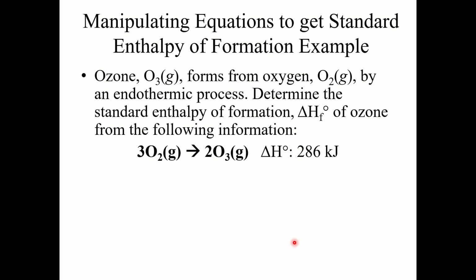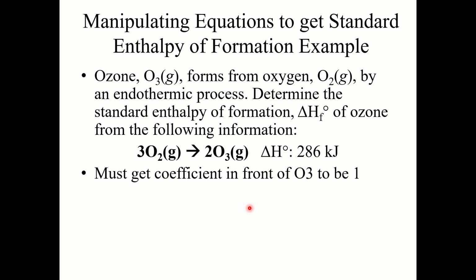Let's look at how we can manipulate equations to get the standard enthalpy of formation. This problem states that ozone, O3, forms from oxygen, O2, by an endothermic process. Determine the standard enthalpy of formation, delta HF naught, of ozone from the following information. Now this tells us 3 O2 forms 2 O3, where delta H equals 286 kilojoules. So we're looking for the standard enthalpy of formation of ozone. This is under standard state conditions, but it's got a coefficient of 2, so we need to divide this entire reaction by 2.